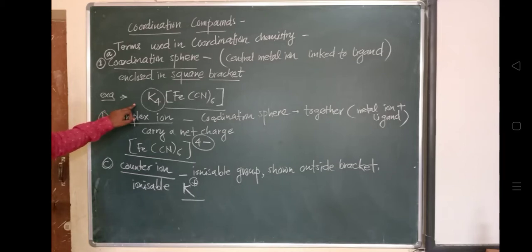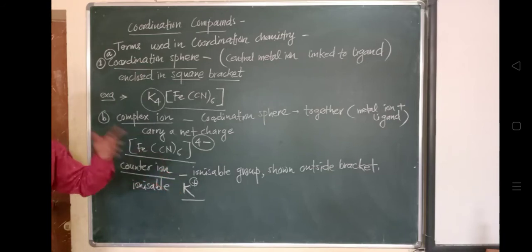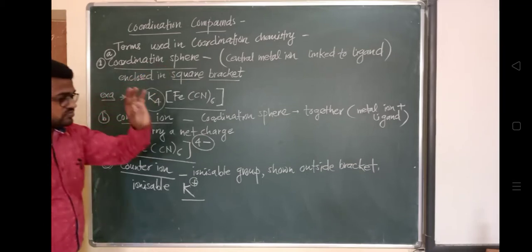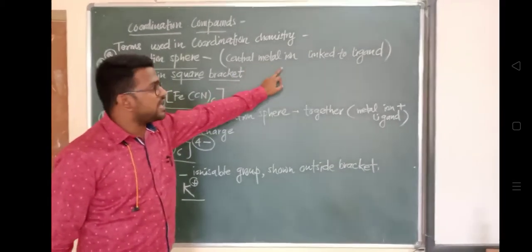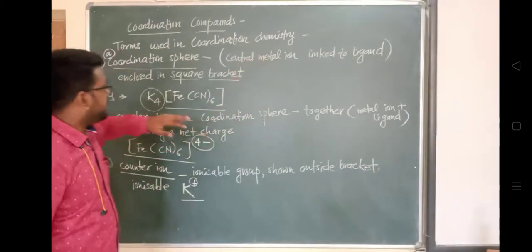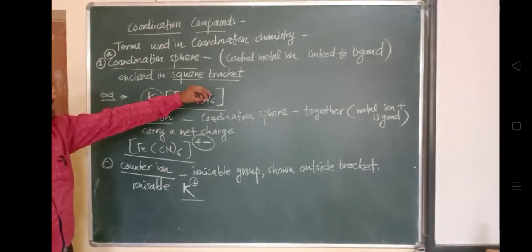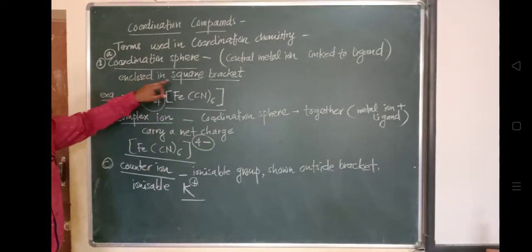So in this way आप देख सकते हो यहाँ पे square bracket है. In the square bracket, Fe is the central metal ion, which is attached with these six hexa ligands, CN, and this square bracket will represent a coordination sphere. क्या represent करता है ये? Coordination sphere represent करता है.